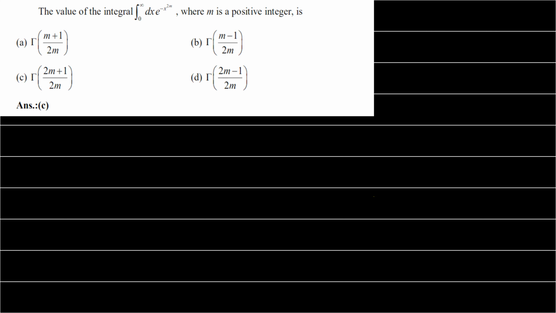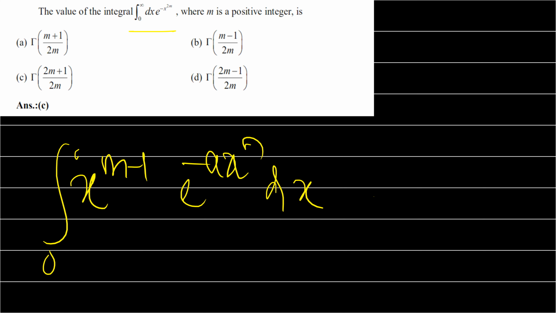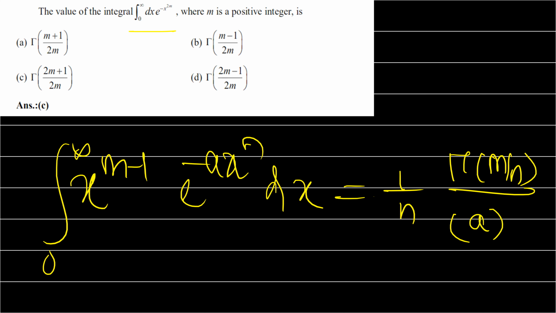Next, the value of the integral given, where m is a positive integer, is. So this is basically a formula based question. So we have a formula for the gamma function: the integral from 0 to infinity of x to the power m minus 1 e to the power minus a x to the power n dx is equal to 1 by n gamma of m by n, whole divided by a to the power m by n. This is a very useful formula for mathematical physics, quantum mechanics, and all kinds of things where we use various complicated integrals.